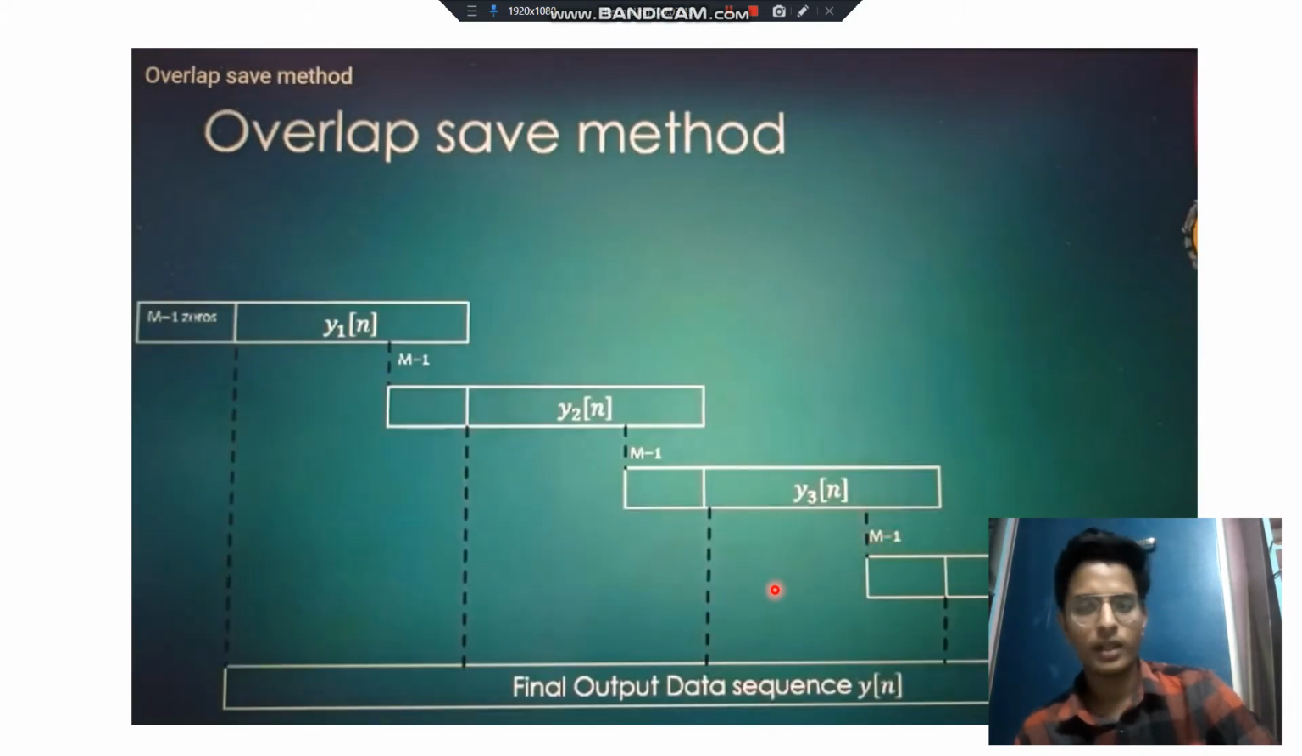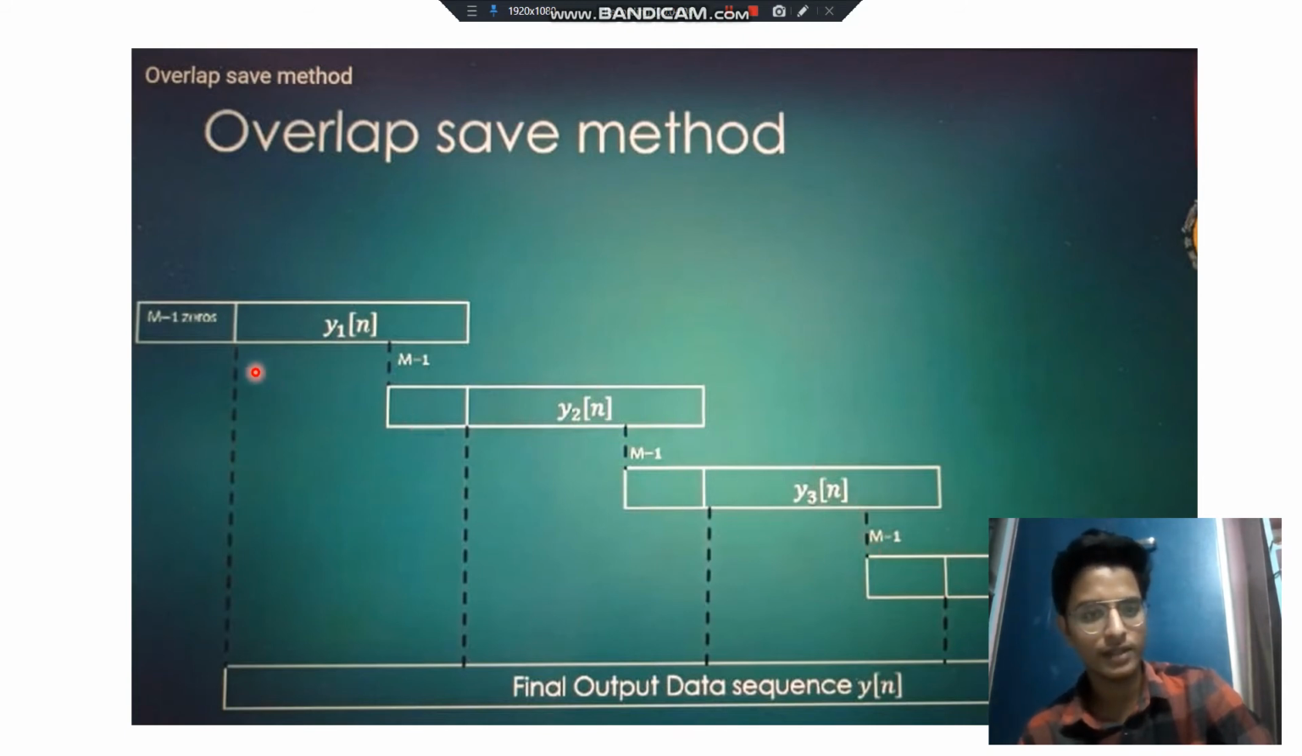After getting all the individual responses y1 of n, y2 of n, and so on, we have to arrange them in the same way as I have shown here. First of all, we take the M minus 1 zeros, then y1 of n, then M minus 1 samples from the previous response and y2 of n, then M minus 1 samples from the previous response and y3 of n, and I have to arrange them like this.